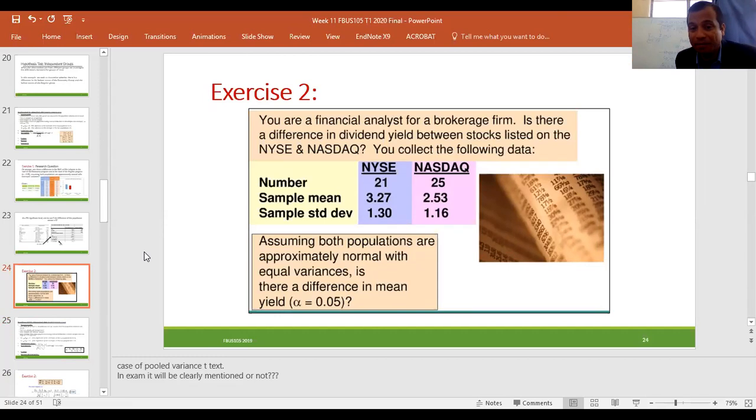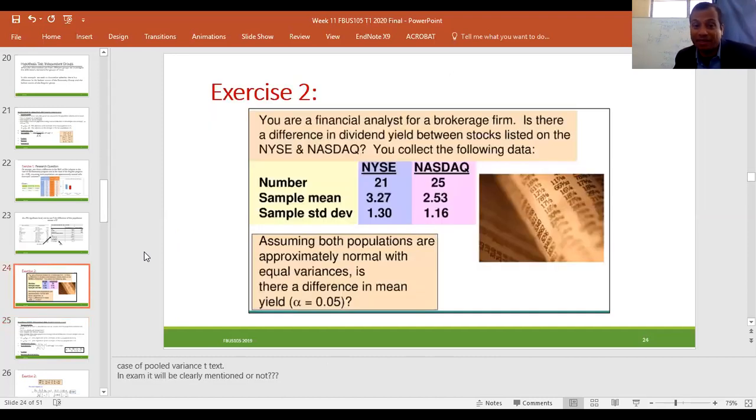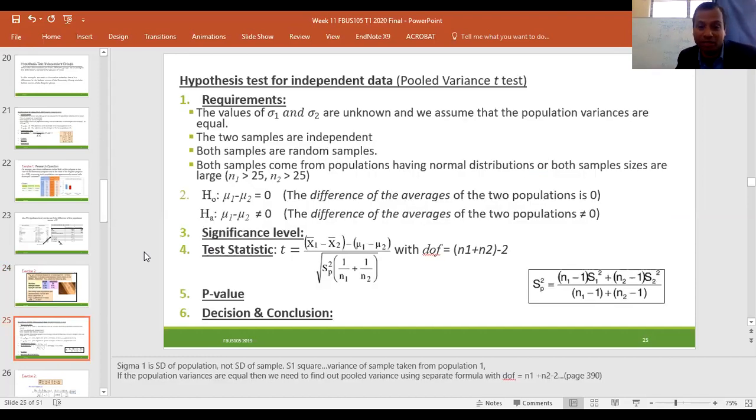Sir, sorry, how come the equations are already different in this exercise? I didn't catch the reason. Oh, okay, because this is the case of pooled variance. What is pooled variance? It's the equal variance. Pooled variance means if it is an equal variance, you need to find something like SP. That is known as pooled variance.